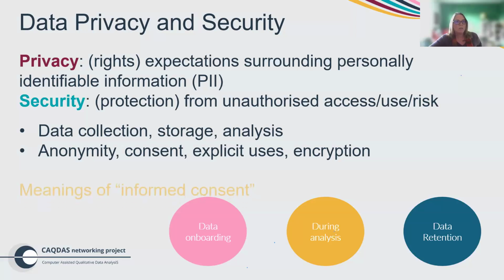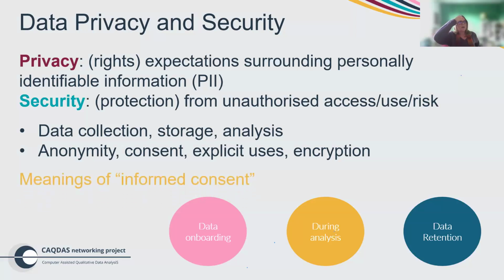So the first question that was in the question and answer was to do with the ethics of privacy. And for me, what informed consent means, which is a very familiar term in qualitative research, is fundamentally changed when we start to think about using generative AI because of this fact that we are using a large language model and we are uploading our data in order for that to work.